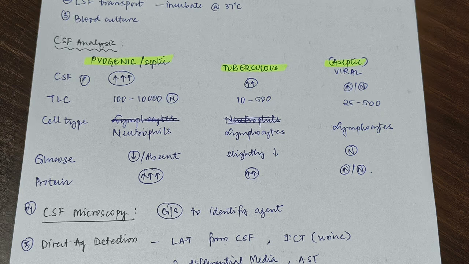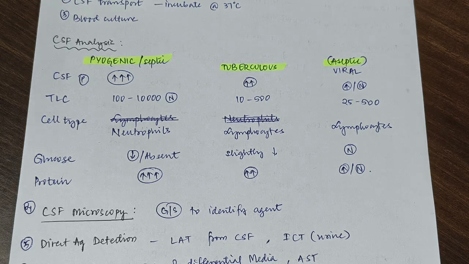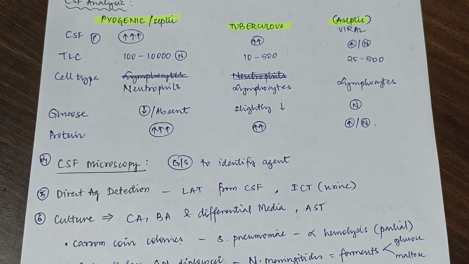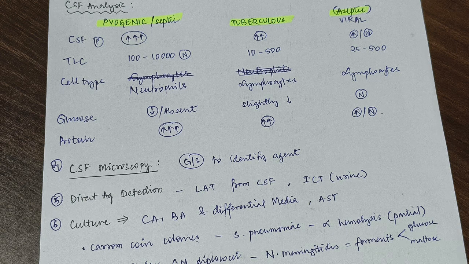Then cell types. Cell types in case of septic, that is acute, it is neutrophils because they are the cells of acute inflammation. Whereas TB, it is lymphocytes because TB bacilli will target the lymphocyte, being a chronic infection. Then viral also will target the lymphocytes. Glucose is taken by the bacteria, so the glucose will decrease or sometimes be absent. TB is not taking more, it is taking very less, so it is slightly decreased. Whereas virus doesn't use glucose, so it is normal.